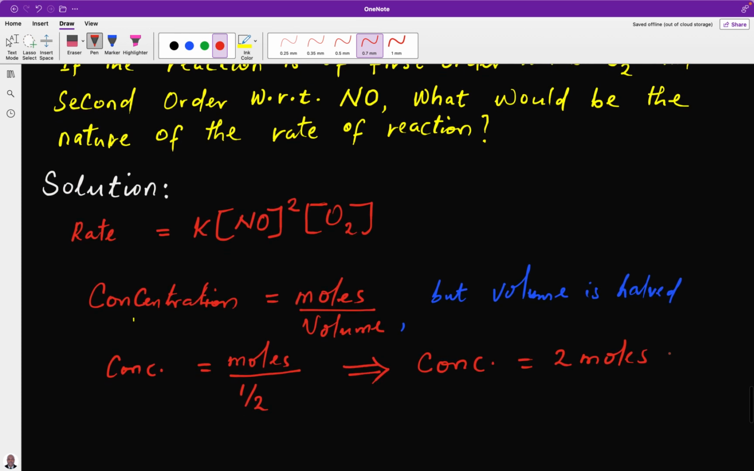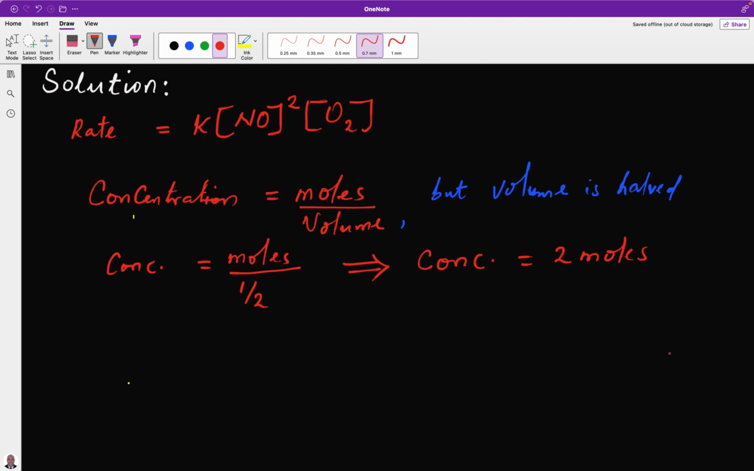Then step number 3 here. The concentration. Now, this is an expression involving concentration and volume. So concentration is equal to 2 moles. Now, the concentration of both NO and oxygen are doubled. So step number 3, let's say we double the concentration of this.